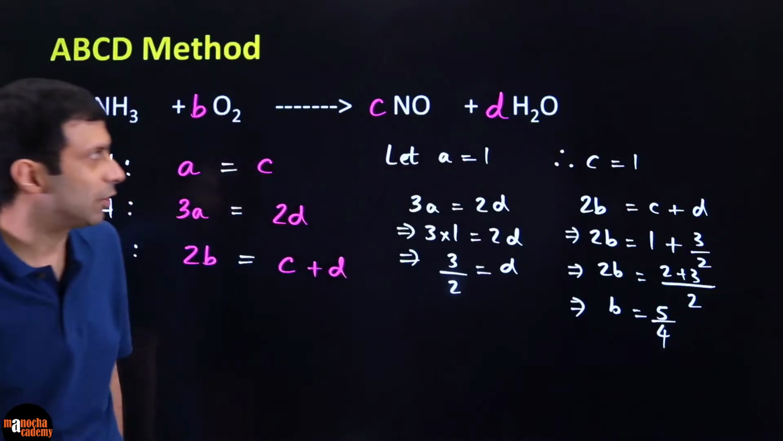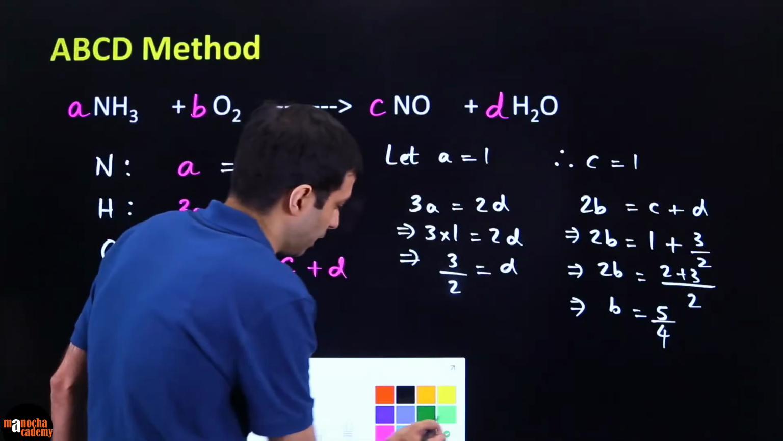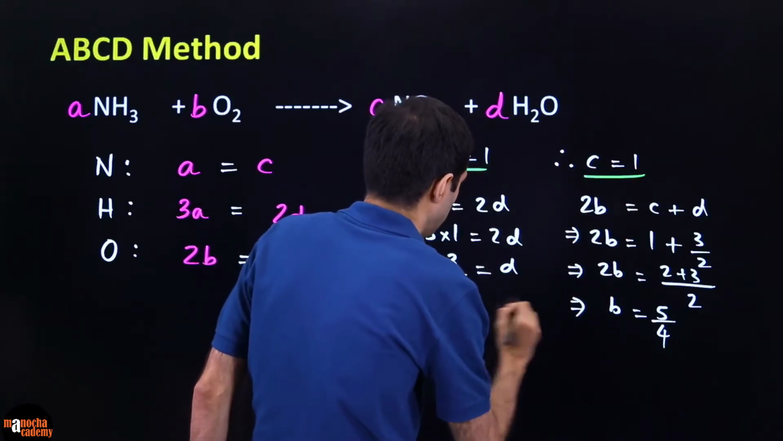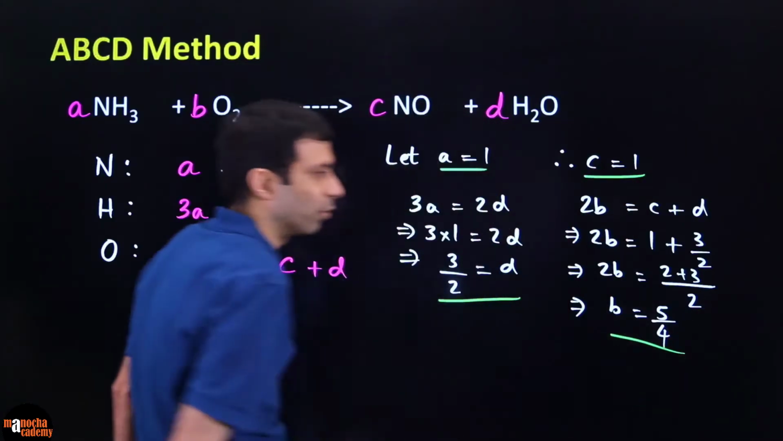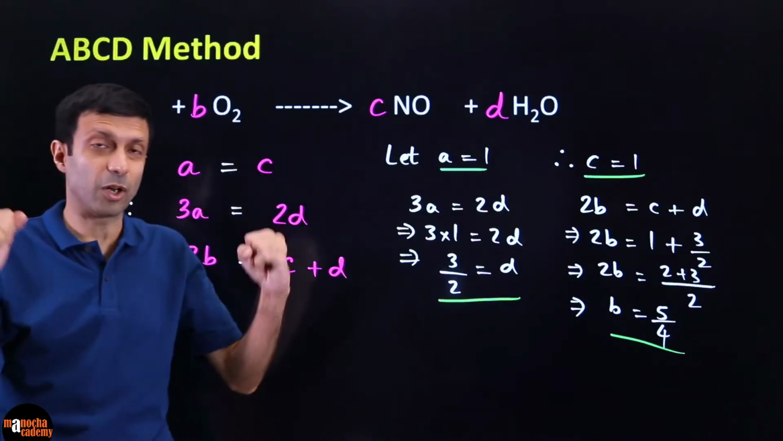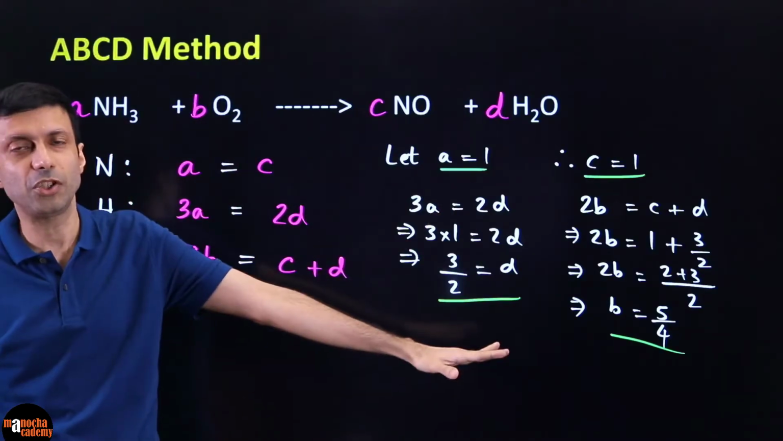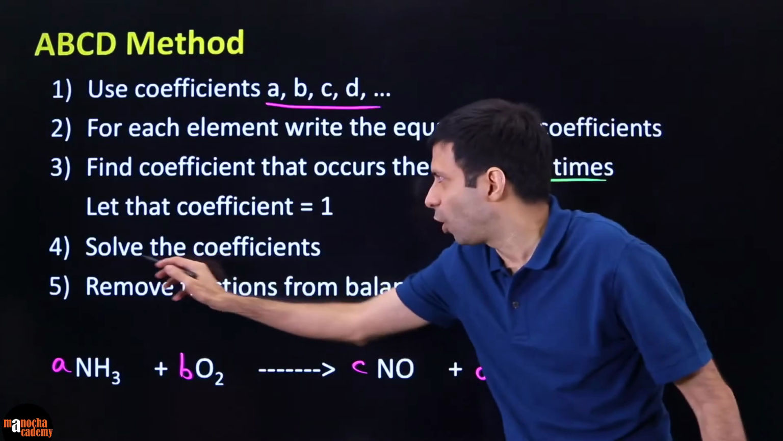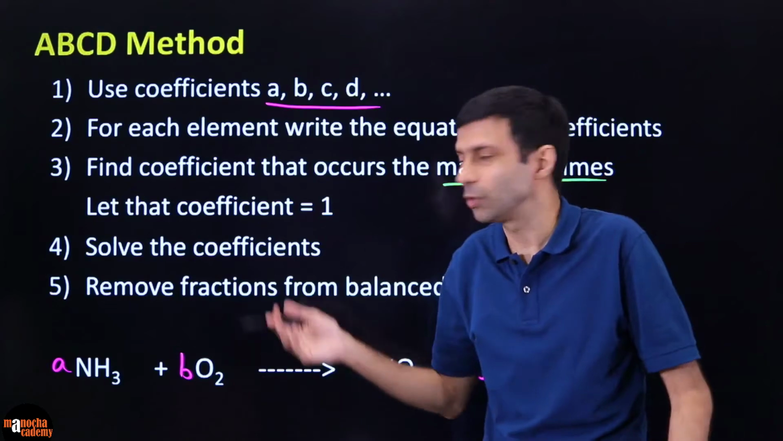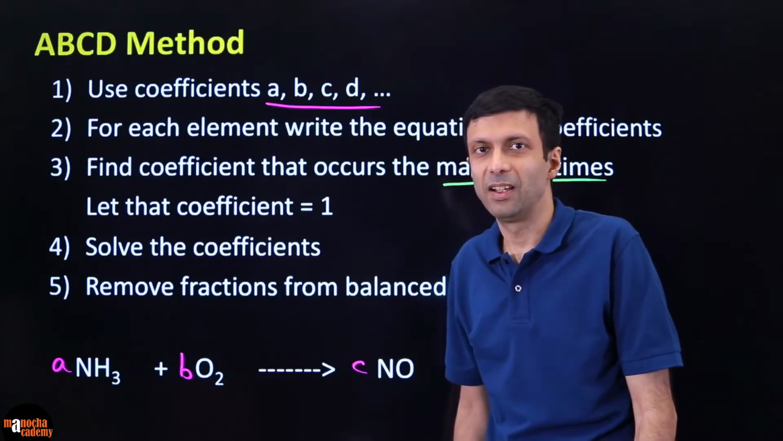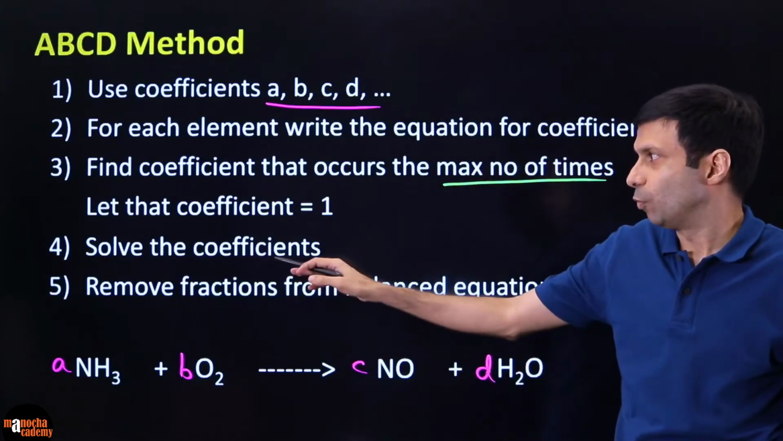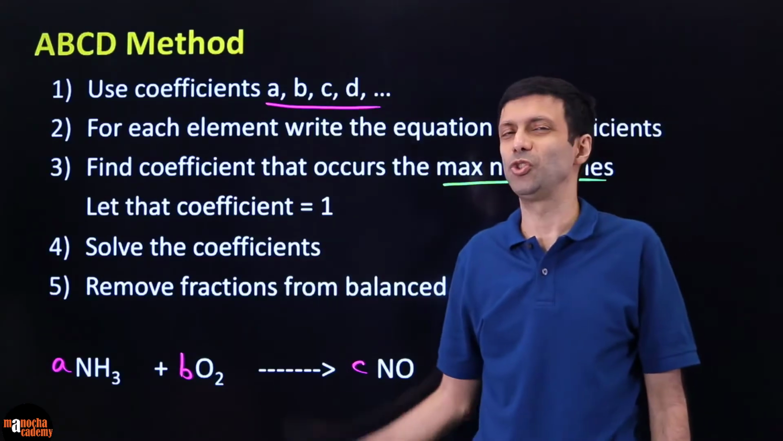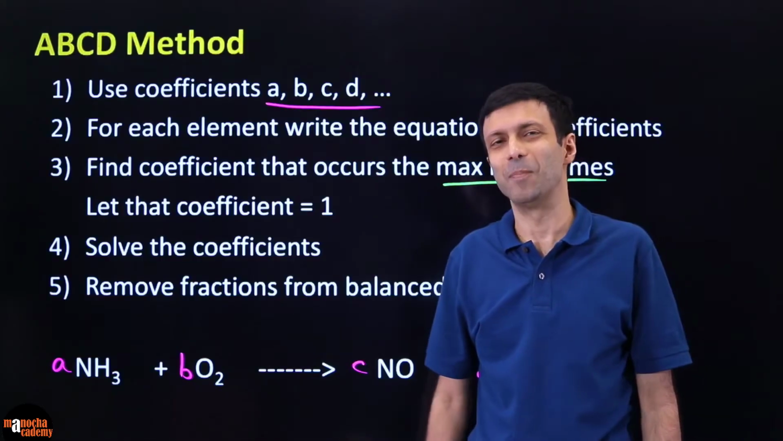So please check, are you all getting this? Finally, based on the solution, we have got A equal to 1, C equal to 1, D is 3 by 2 and B is 5 by 4. That's great because we have solved all our coefficients A, B, C and D. This is what the ABCD method said: solve the equations for the values of A, B, C and D. The last step is, when you put them into your equation, you need to remove the fractions because chemistry teachers do not want to see fractions in the balanced equation.